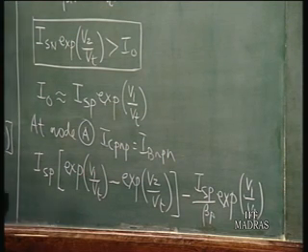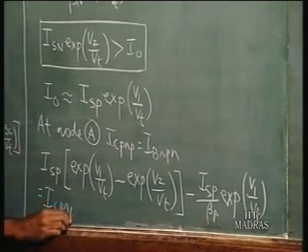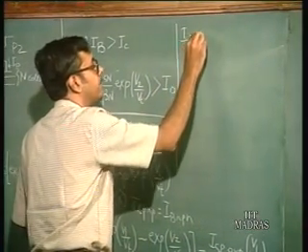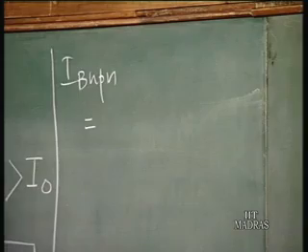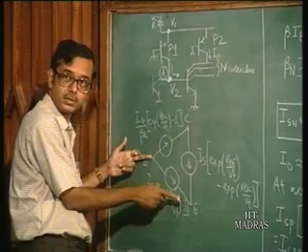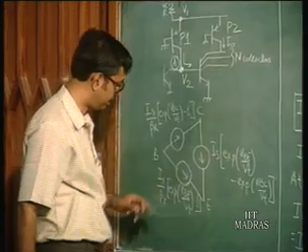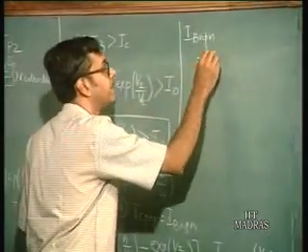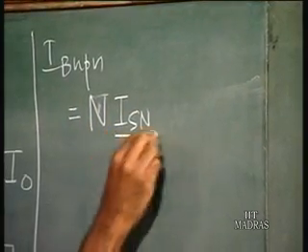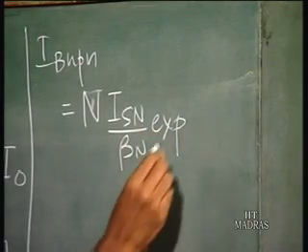So this is ICPNP. IB NPN is going to be equal to, again, the sum of these two current sources for the NPN. We have already taken that. So ISN by beta N exponential V2 by VT.